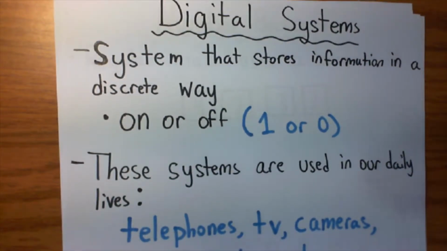This is going to be the intro to what digital systems are. They are systems that store information in a discrete way. By that I mean they're either on or off, they're one or zero. There's only two specific values that any type of information can have, and that's typically a one or a zero. Whether or not there's a signal running through a particular point dictates whether it's a one or zero. If there is a signal, then it's a one. If there is no signal, then it's a zero.